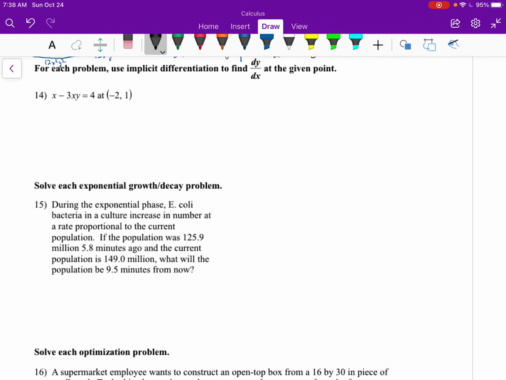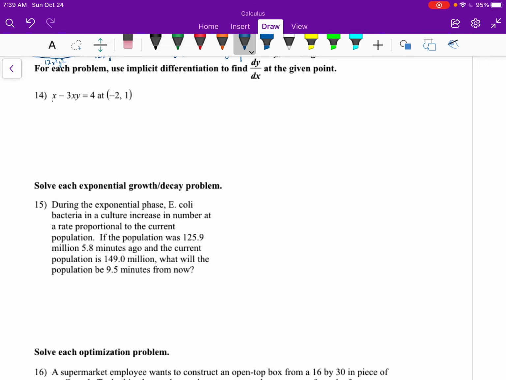Let's get to these last three questions here. This time we are really doing the same thing as 12 and 13, but we're going to plug in a point at the end to find the slope of the tangent line to that graph at that specific point. So once again, we're going to do implicit differentiation.